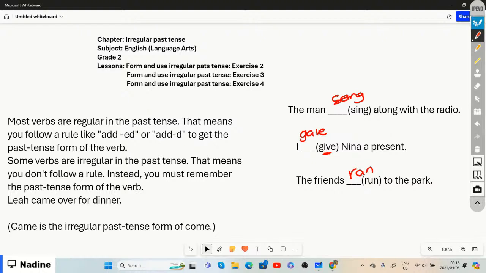So that is basically irregular past tense. With irregular past tense, we don't follow a rule by saying that in the past we're just going to add an ed or add a d to that word. With irregular past tense, you're just going to have to know what the form of the verb is.